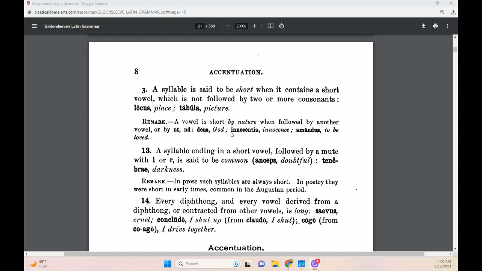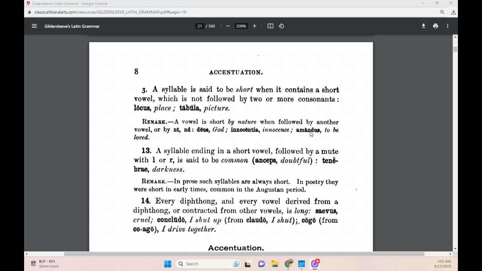Here we have the word innocentia, innocentia. We have a short vowel followed by NT, which is one of the pairs that are given here. A short vowel followed by NT, so this syllable ken will be considered a short syllable because e is considered short by nature.